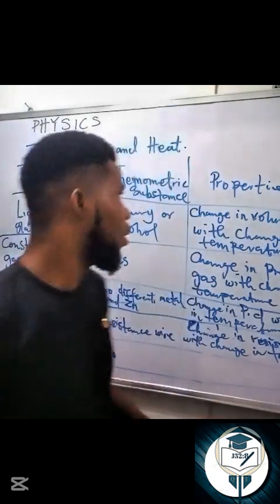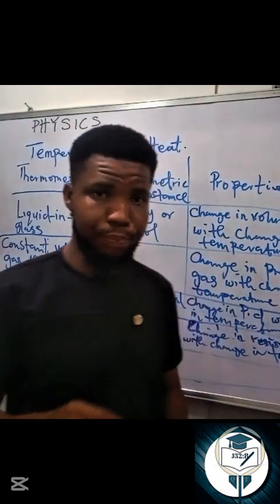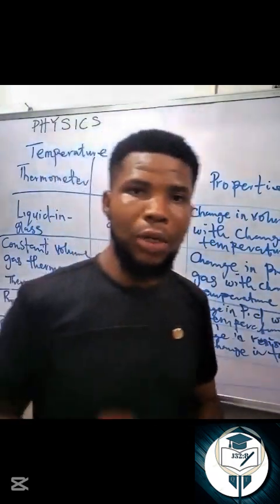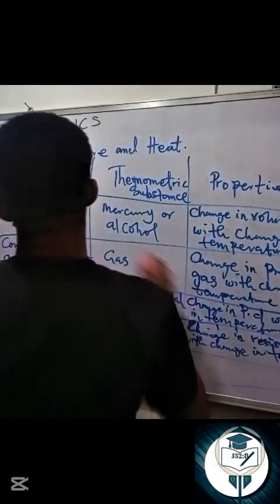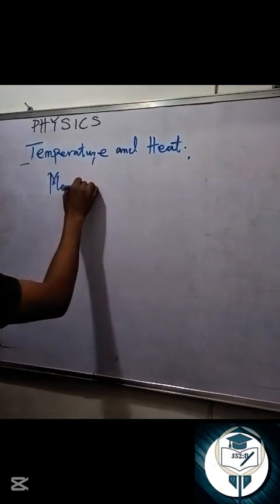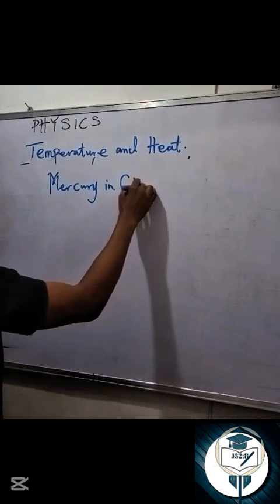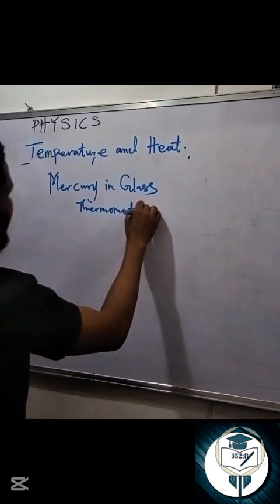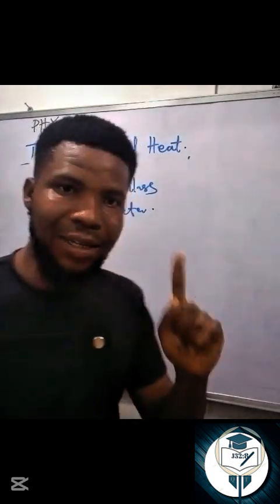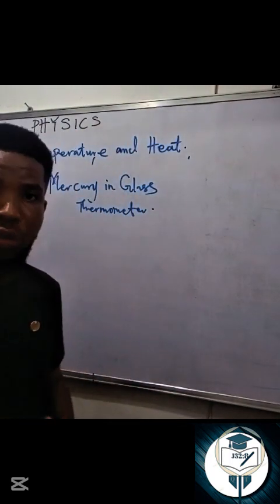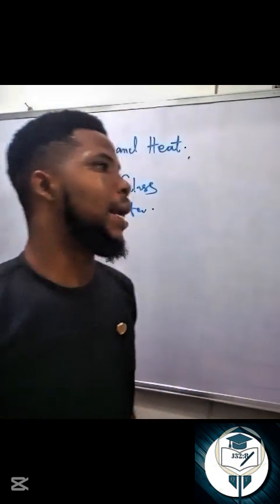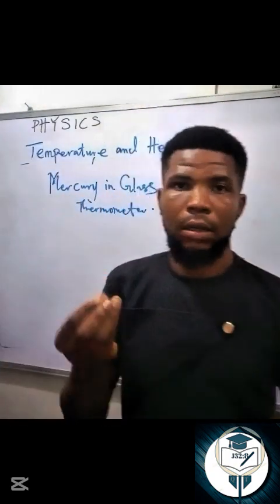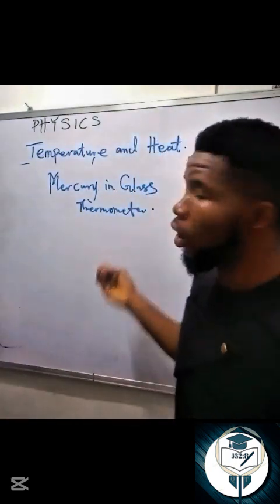So for now, we want to look at the thermometers themselves. Let's start with the mercury in glass thermometer. The mercury in glass thermometer makes use of mercury, and mercury is a very good material for the construction of a thermometer.